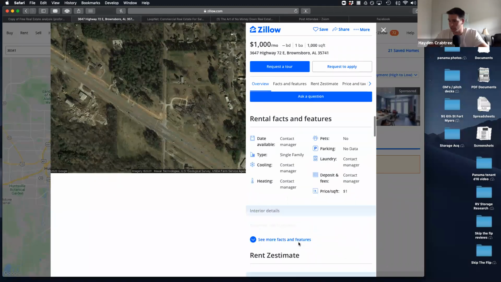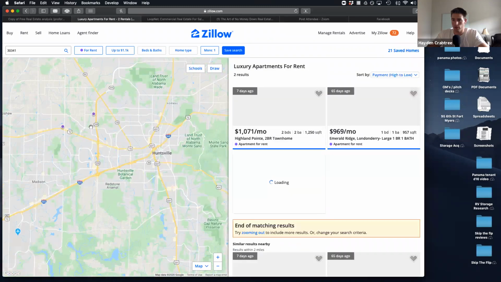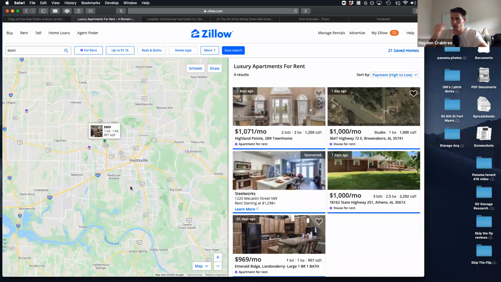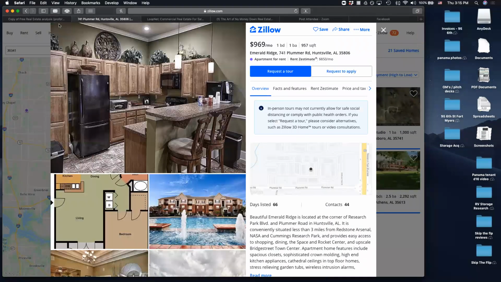So it doesn't give us any information on this property. Maybe let's go to a different one. As you can see, it's a process to figure out the whole thing, but here's a 1-bed, 1-bath apartment for rent, $969.